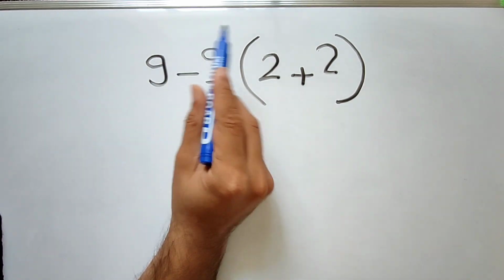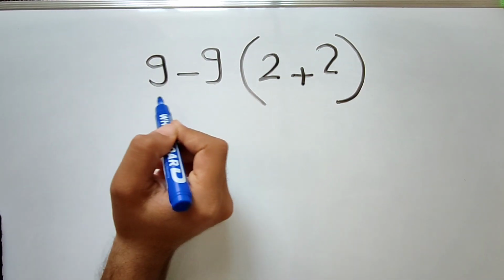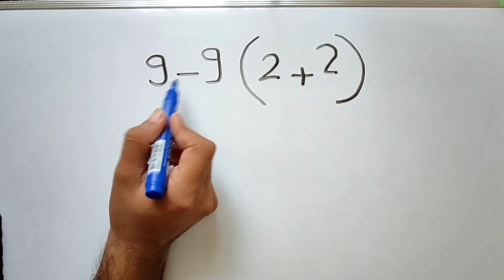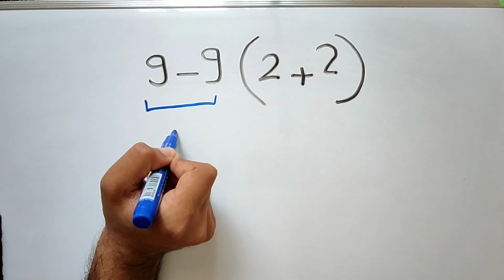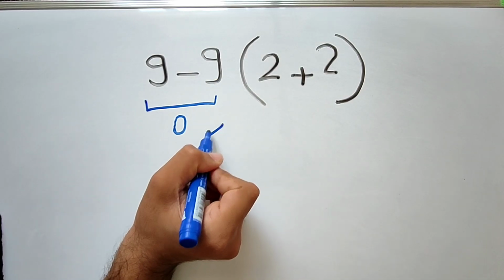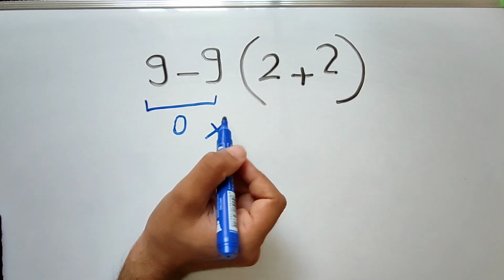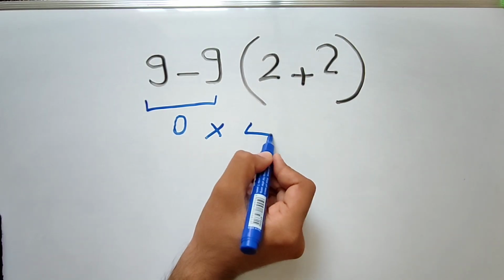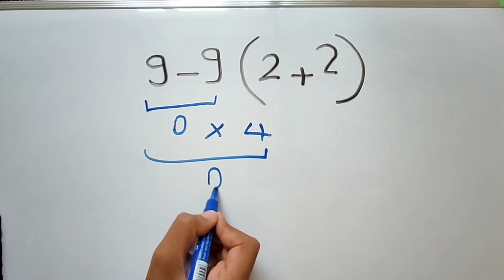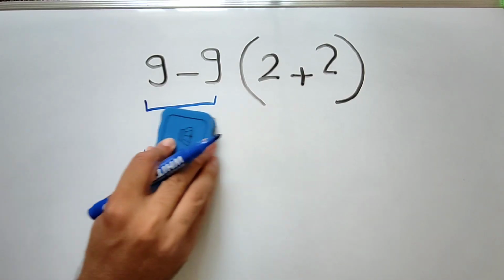Today I want to find the value of this expression. Maybe you solve this expression like this first. 9 minus 9 is equal to 0, and we have one multiplication here. And 0 times 2 plus 2 is equal to 4. Now 0 times 4 is equal to 0. But this answer is not correct.